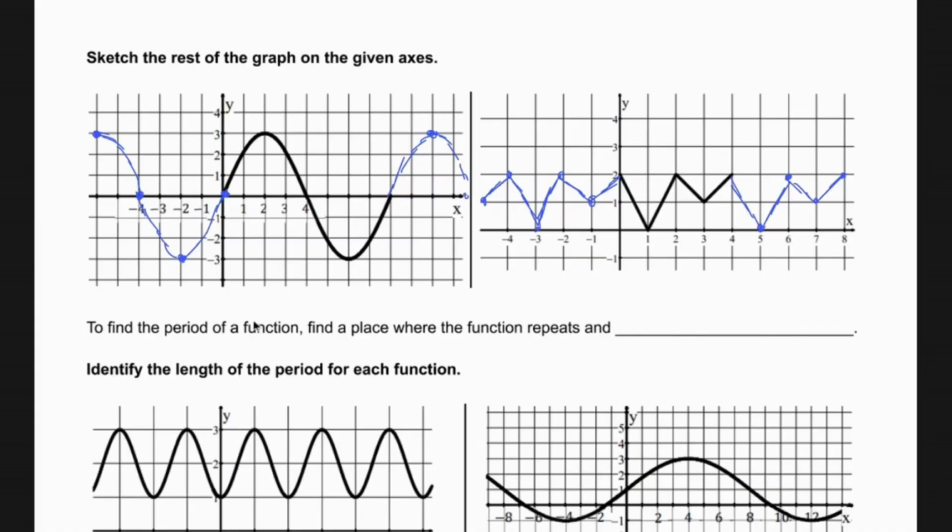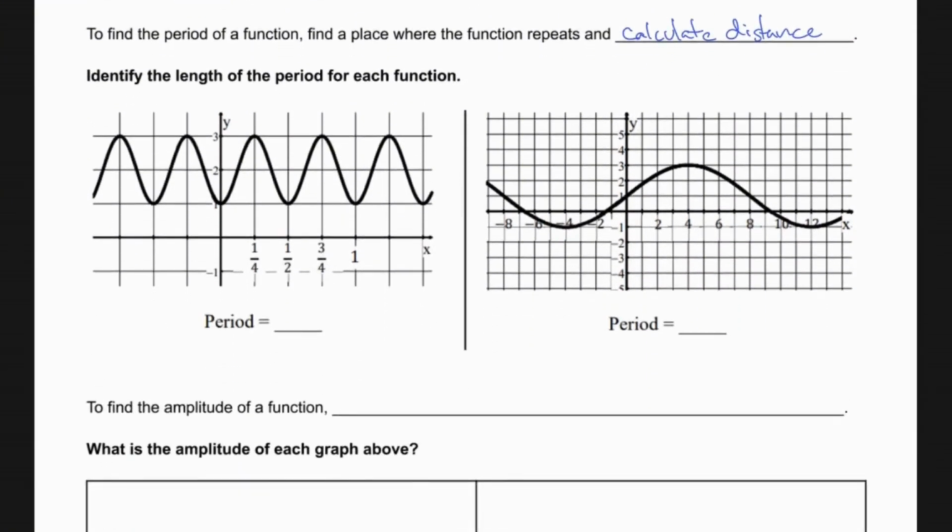To find the period of the function, find a place where the function repeats. And I guess we're going to calculate the distance. The x distance, of course. Okay. So identify the length of the period for each function. So, it bottoms out at 1, peaks out at 3. Bottom, peak, bottom. So pick 2 peaks, I guess. And that distance goes from 1/4 to 3/4. So 3/4 minus 1/4 is 2/4, which is a half.